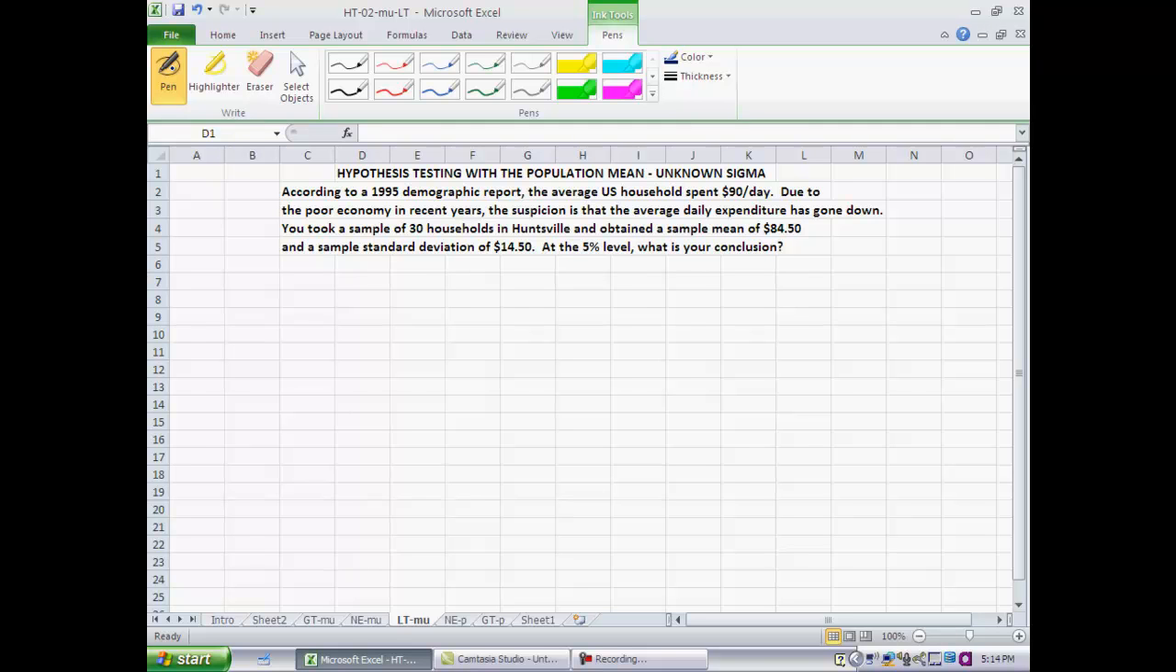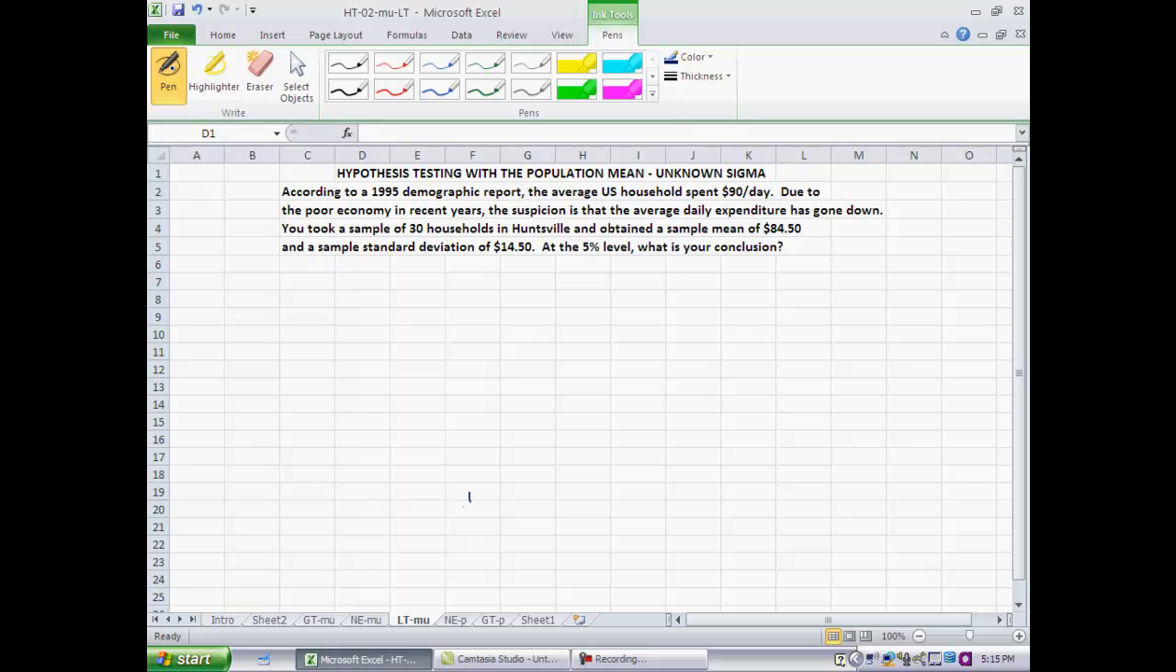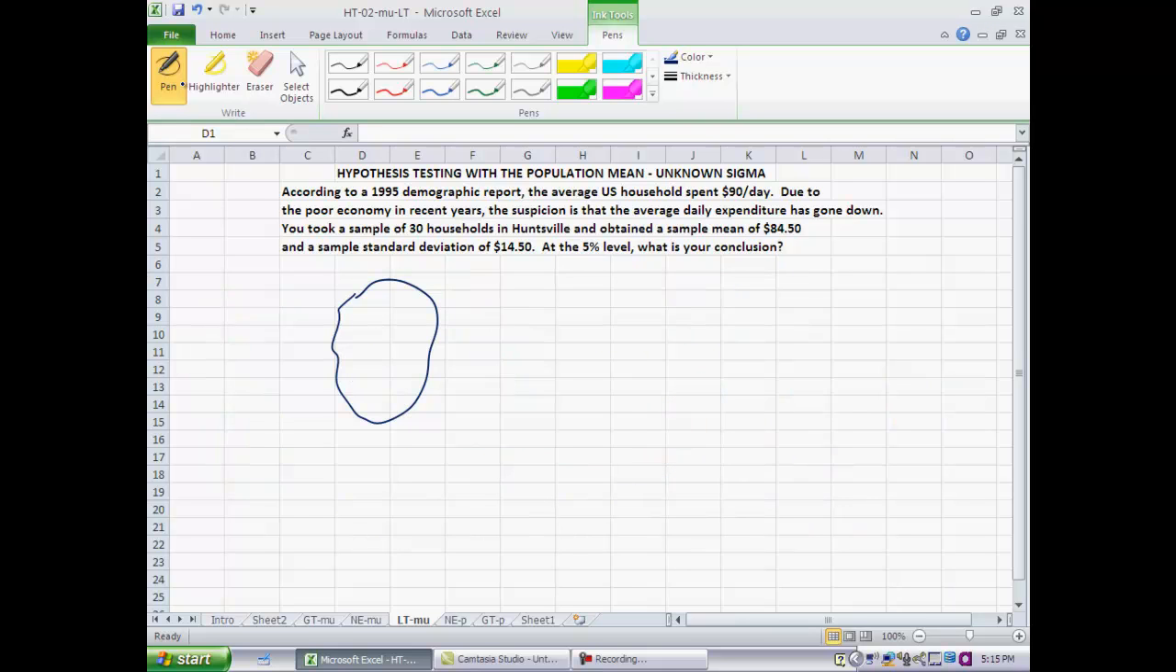So the t inverse function I would use, and because of the way Excel works with its t inverse function, I have to give it the area of two tails. So I want 5% to the left of the critical value. So the input that I have to give is t inverse of 10% because it wants two tails. And in our case, the degrees of freedom would have to be put in also, which is sample size minus 1, which is 29.